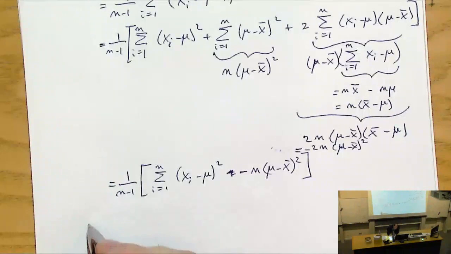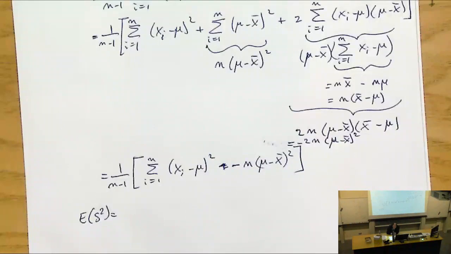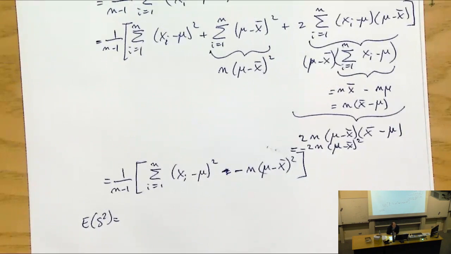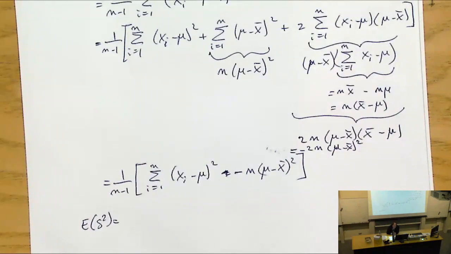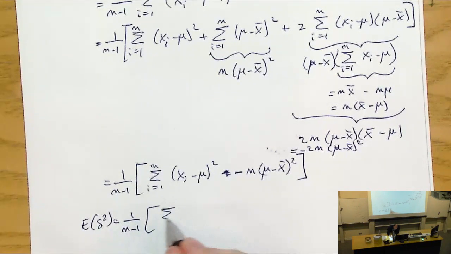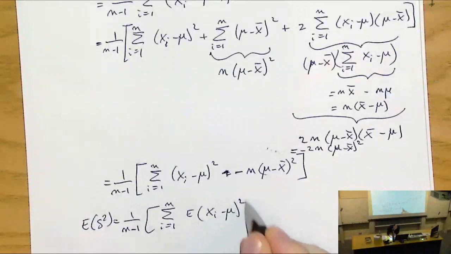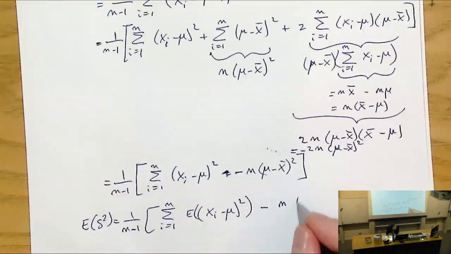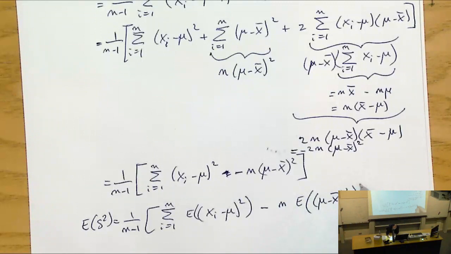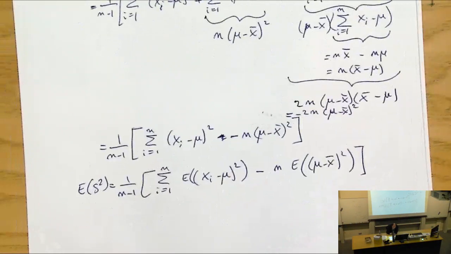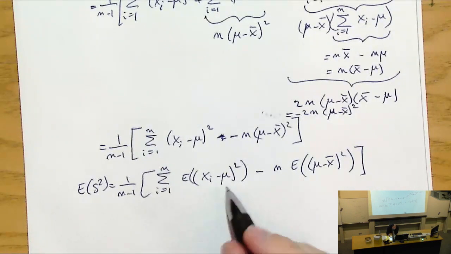Good. So what about the expectation of S squared? If the expectation of S squared is equal to sigma squared, then S squared would be an unbiased estimator of sigma squared. So this is 1 over n minus 1, I have a sum from i to n of the expectation of xi minus mu square, minus n multiplied by the expectation of mu minus x bar square. So what do we have here? What is this quantity here?